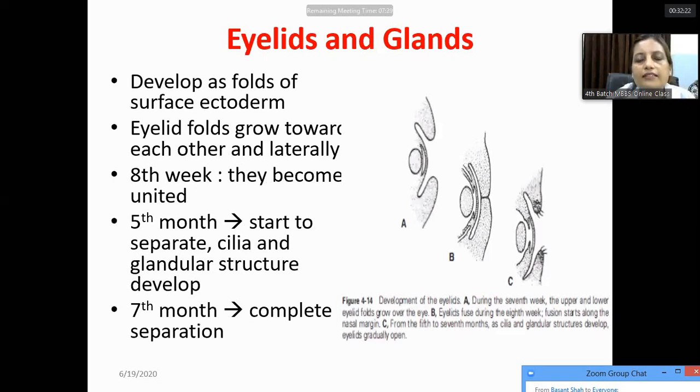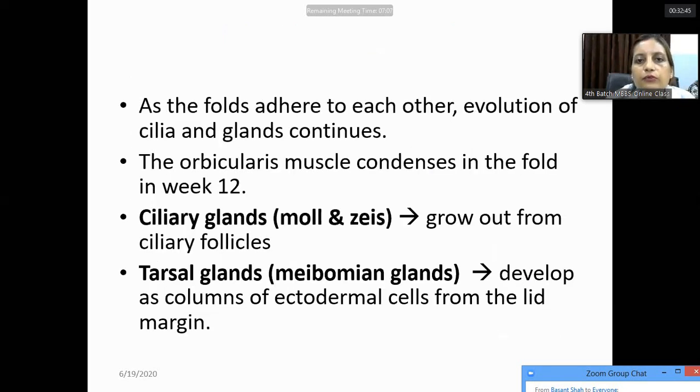So eyelids and glands: the eyelid develops as a fold of surface ectoderm, and the eyelid folds grow towards each other and laterally. In the 8th week they become united, and in the 5th month they start to separate. The cilia and glandular structures develop, and in the 7th month the complete separation occurs. As the folds adhere to each other, development of the cilia and glands continues, and the orbicularis oculi muscles also condense in the fold in 12 weeks.